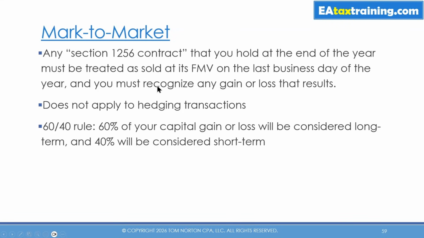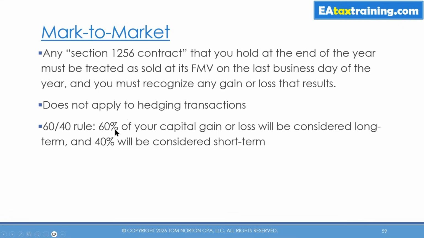And then you must recognize any gain or loss that results. So that is mark to market. This does not apply to hedging transactions. So if you are buying one of these Section 1256 contract assets just as a hedge to protect some other asset that you own, you can label it as such ahead of time, and then you do not have to apply the mark-to-market rules. But for all other Section 1256 contracts, you do.